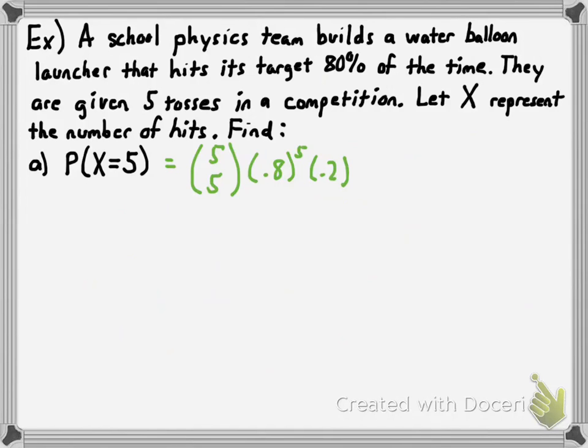And we need that to go to the power of how many failures we're going to have. Now in this case, we're not going to have any failures, are we? Because we're going to have to target all 5 times. All right, now on your calculator, you're trying to figure out what 5C5 is, times 0.8 to the 5th power, times 0.2 to the 0 power. Go for it.